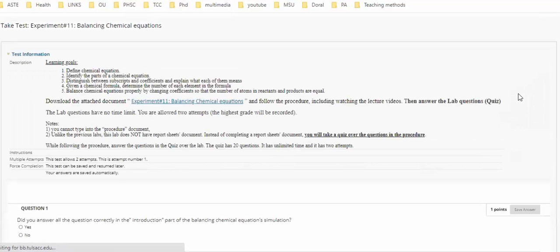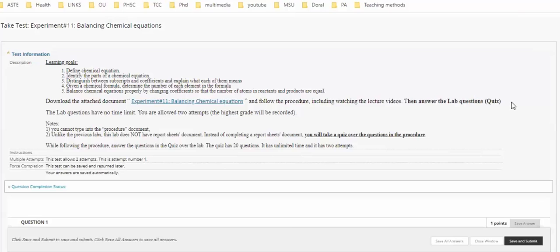And again, the lab assessment has unlimited time. It is resumable. You can resume it if you close it, just make sure not to submit it. And it's 2 attempts. Okay, 2 attempts. Remember, guys, always the second attempt is taken for grade.